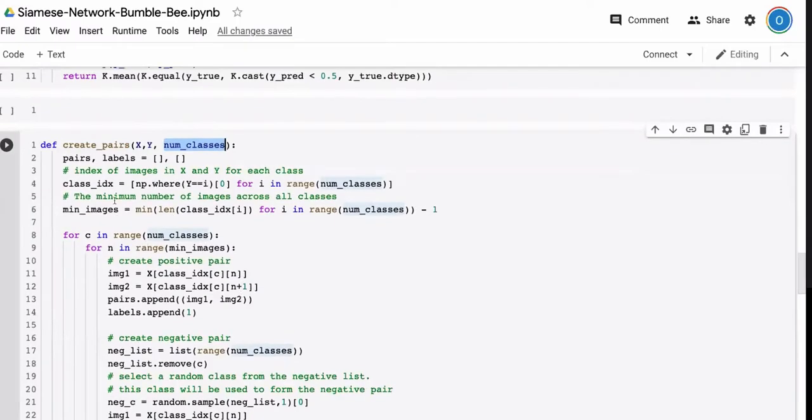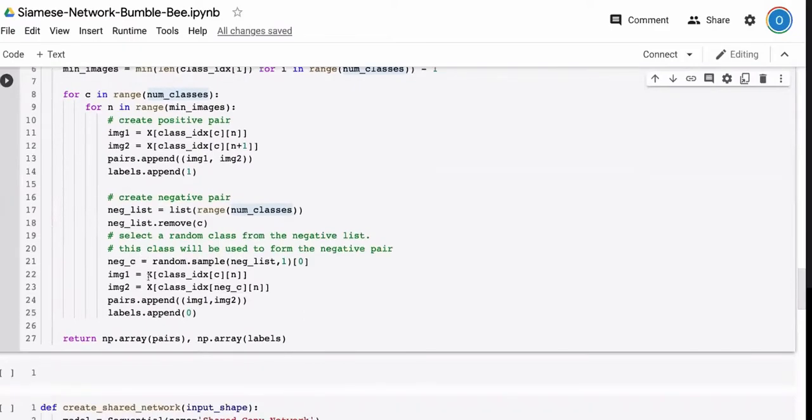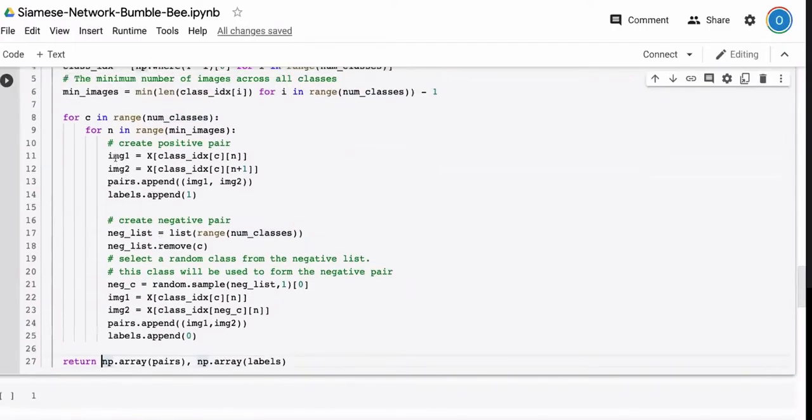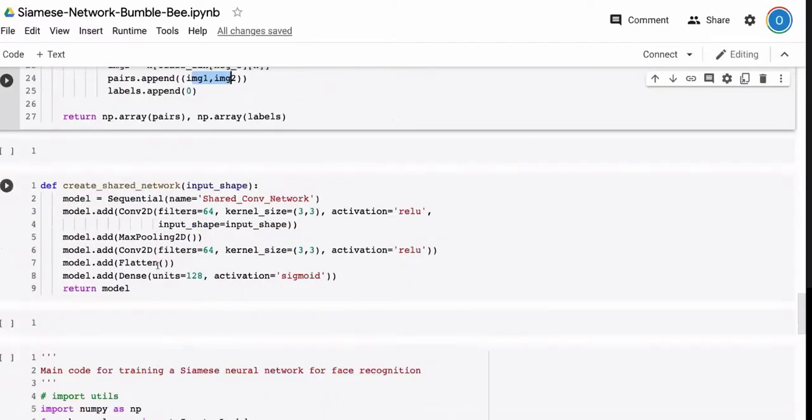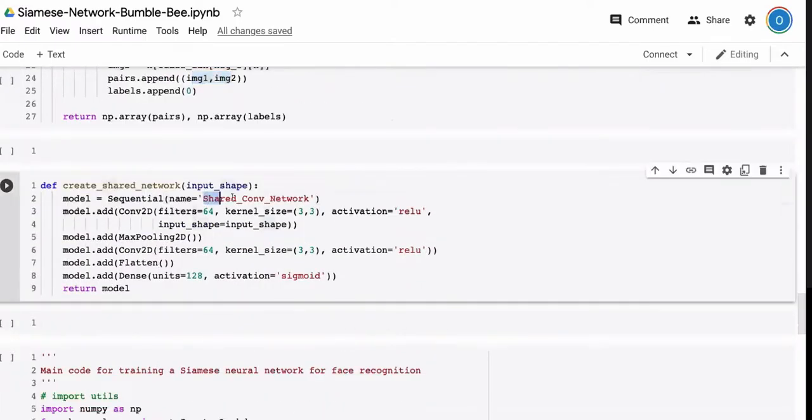This function is going to generate another training set, which is made of pairs. So it gives us positive pairs and negative pairs. If they are the same, it gives a label of 1, and if they are different, it gives a label of 0. It appends the two images as just one instance. And this is the shared network that I was talking about. It's just a standard convolutional network.